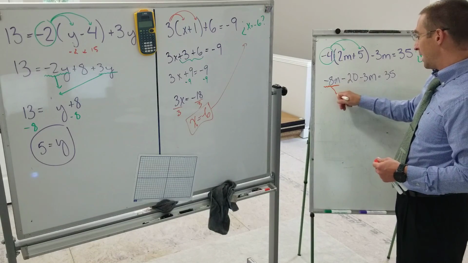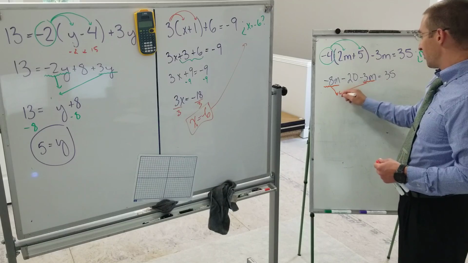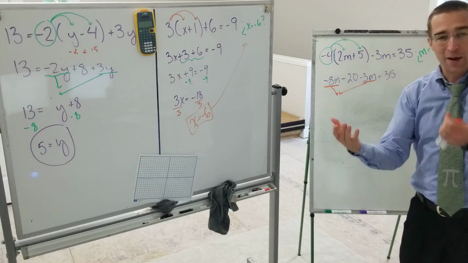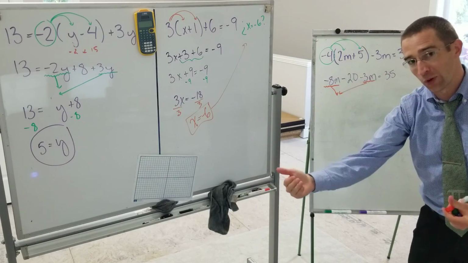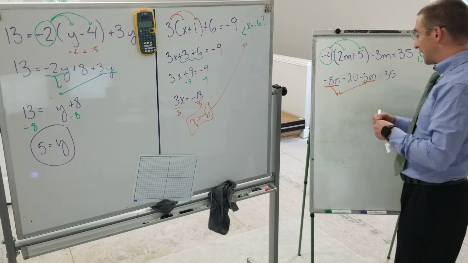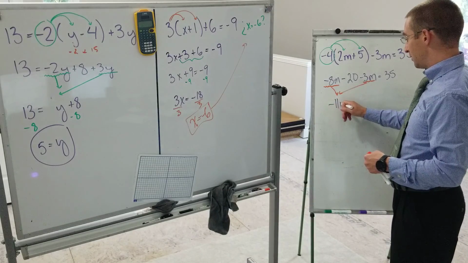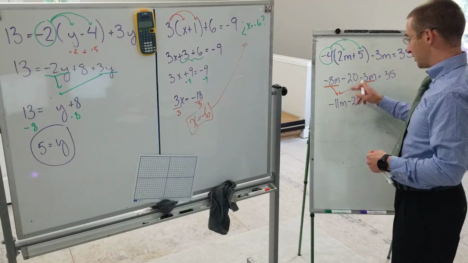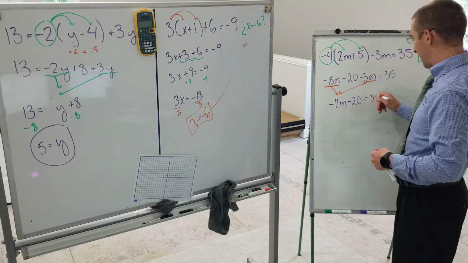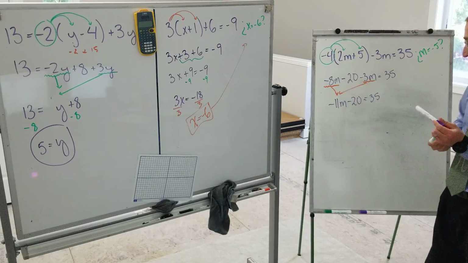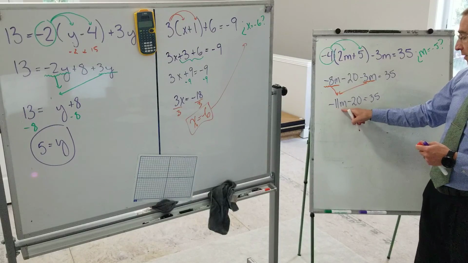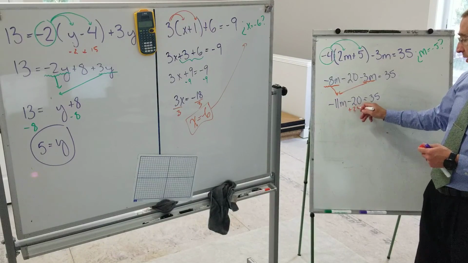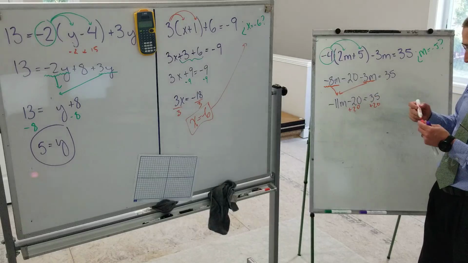Negative 8m, minus 3m, and a negative 8 minus 3 is once again going to go more negative, and we're going to have negative 11m minus 20. We still have that minus 20 equals 35. And then just solve this two-step equation. Negative 11m minus 20, we're going to add 20 to both sides to get rid of that subtraction.